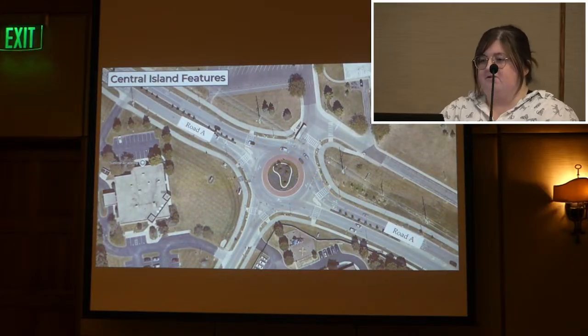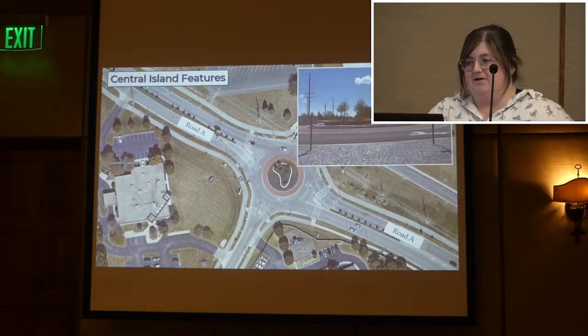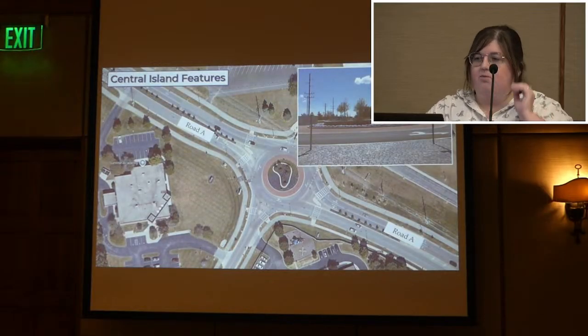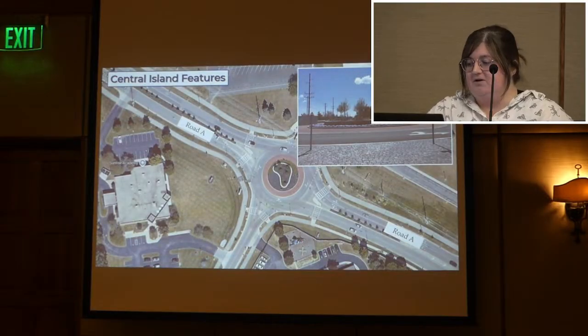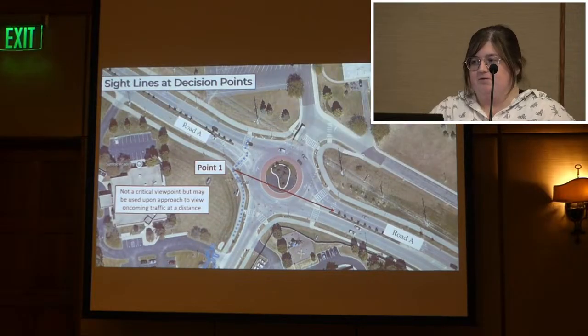Let's look at the central island features of this roundabout. This roundabout has a wall in the central island. We've got some signs on the splitter islands that could be blocking our view. So let's look at some of these points a little bit closer.